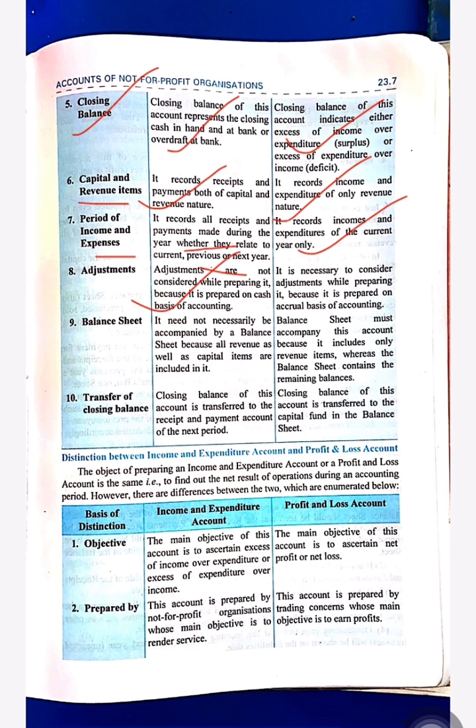Adjustment: there is no need of treating the adjustment in receipt and payment account, but it is necessary to consider the adjustment while preparing the income and expenditure account. Balance sheet: receipt and payment account need not necessarily be accompanied by a balance sheet because all revenue as well as capital items are included in it, but after income and expenditure account it is necessary to prepare a balance sheet. Transfer of closing balance: the closing balance will be carried forward to the next period, but here the surplus or deficit will be transferred to the capital fund.